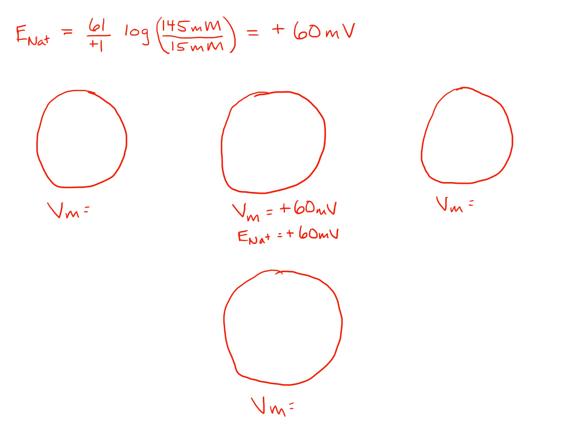So we're going to start by setting our membrane potential to +60 millivolts, which is the same as the equilibrium potential for sodium. So we're going to draw our concentration gradient for sodium here. So sodium is higher outside the cell than inside. And our membrane potential being +60 millivolts, we're going to draw positive charges inside the cell.